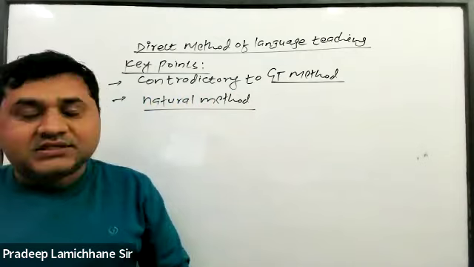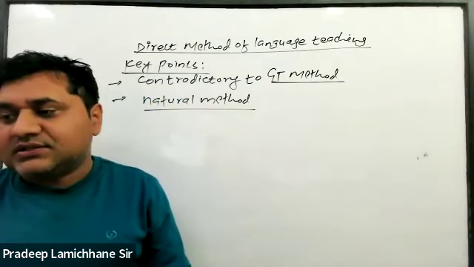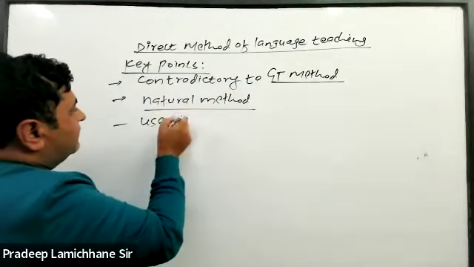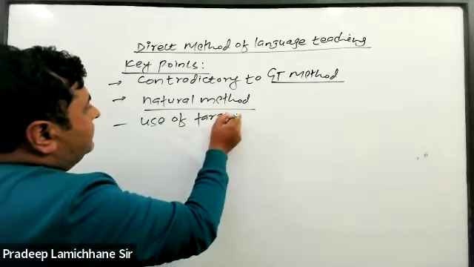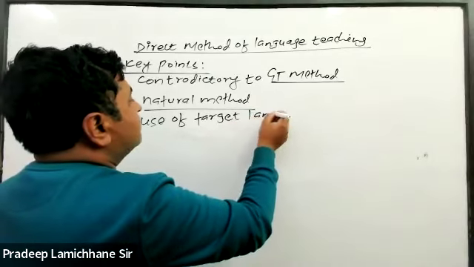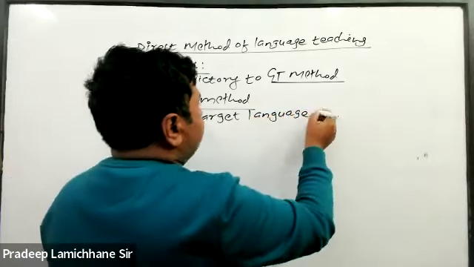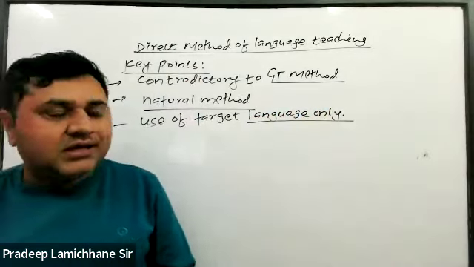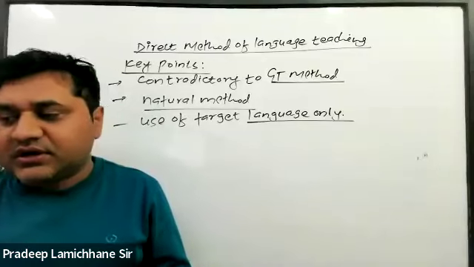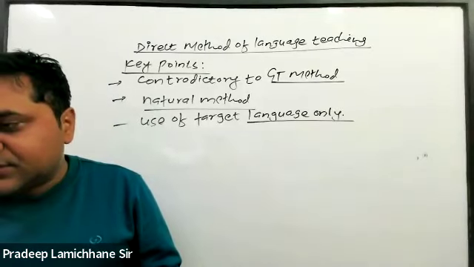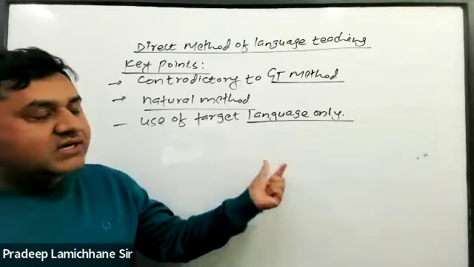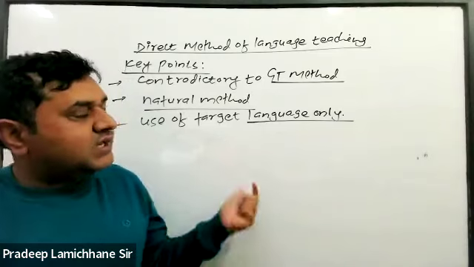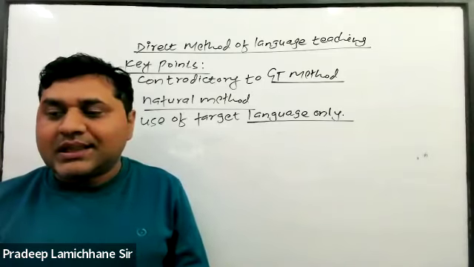Direct method doesn't trust in translation. Use of target language only. If you want to teach any target language, do not rely on native language. There is no need of using any native language. It believes in the use of target language only, and it is contradictory to grammar translation method. It is a natural method of teaching language.